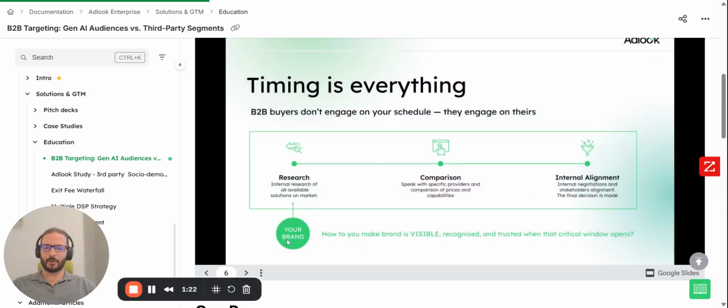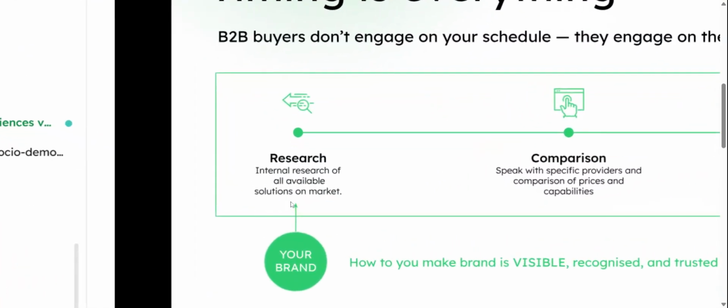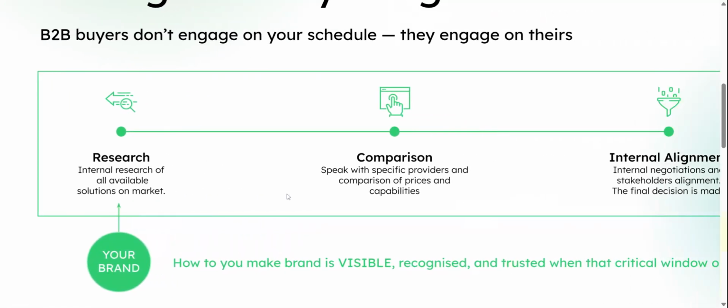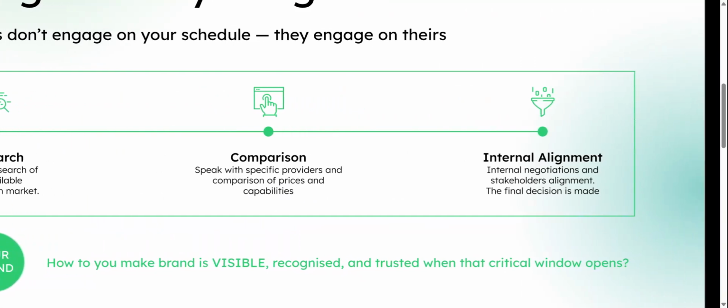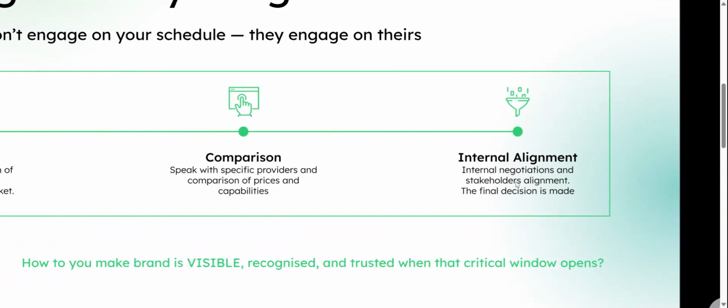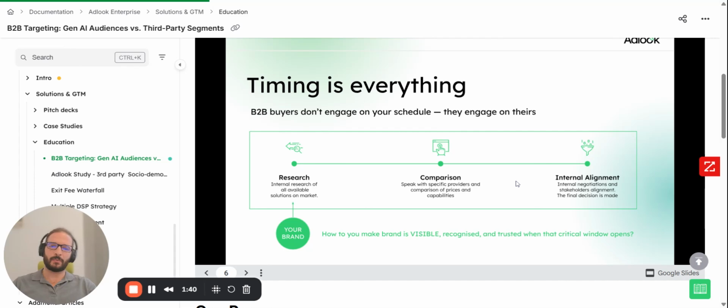So timing is everything. Your brand needs to appear in the research phase of the buyer intent window. Internal research of all available solutions on the market. That's how it starts. Then they start comparing providers, prices, capabilities. When they're done with that, they internally align, make sure everybody's on the same page, and then that's where the final decision is made. So, how to make your brand visible, recognized, and trusted when that critical window opens?